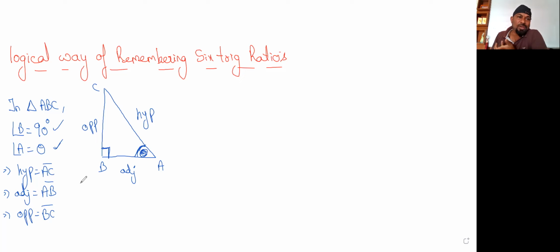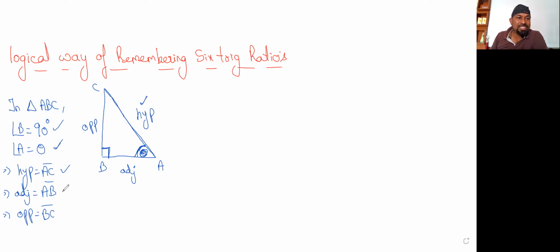Now, obviously we know the meaning of hypotenuse. Hypotenuse means the side opposite to 90 degrees. Here, the side opposite to 90 degrees is the side AC. Why? Because AC is opposite to the 90 degrees. Therefore, we are taking it as the hypotenuse.